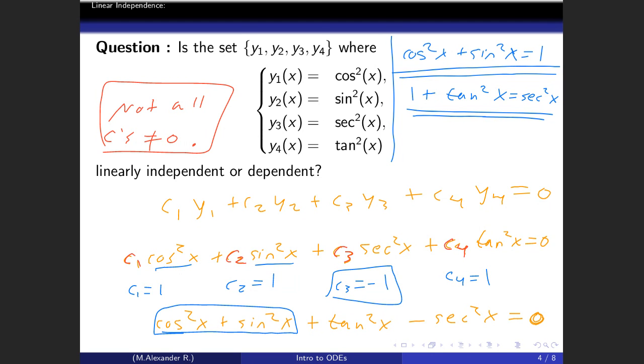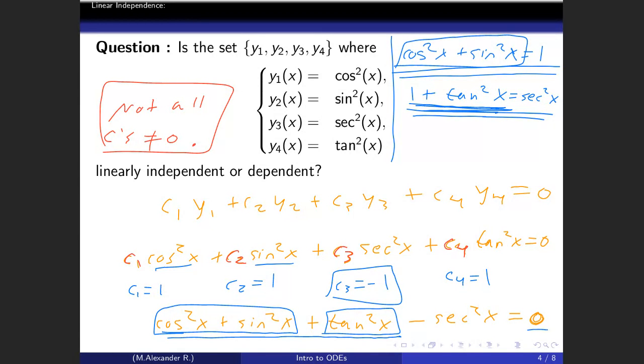According to my first identity, that first blue box is equal to 1. And now we have a tangent square. And what do you know about 1 plus tangent square? So 1 plus tangent square, this entire thing in the blue, that is equal to secant square. And so secant square minus secant square does give you 0.